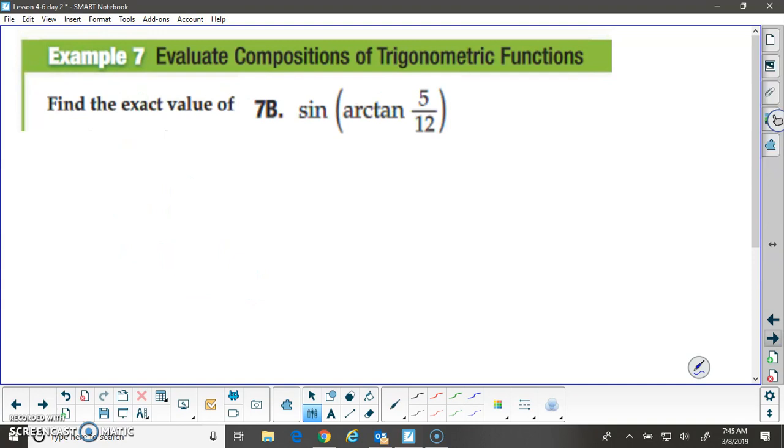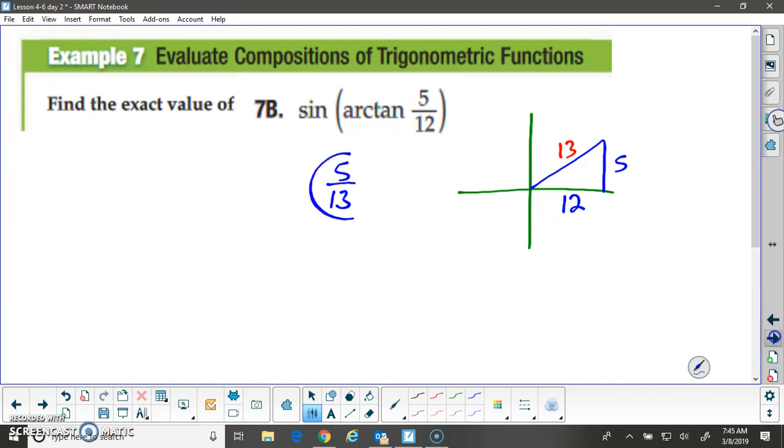Next we have the sine of the arctangent of 5/12. So 5/12 is not on the unit circle, therefore I'm going to draw a reference triangle. Arctangent means we'd have to be in the first or fourth quadrant. Since our value is positive, I'm going to draw it in the first quadrant. I'm going to put a 5 on the opposite, a 12 on the adjacent. And that would leave me with a 13 on the hypotenuse. Now we have to find the sine of that, which would be 5/13.